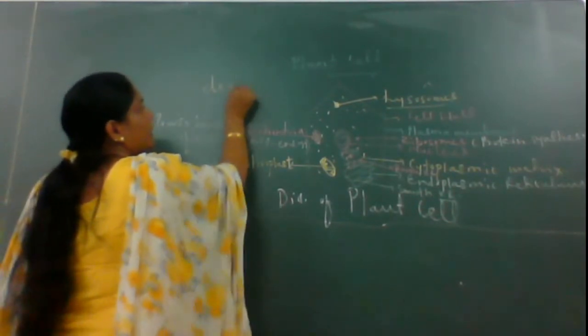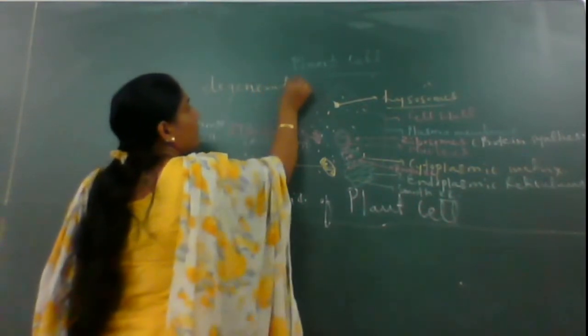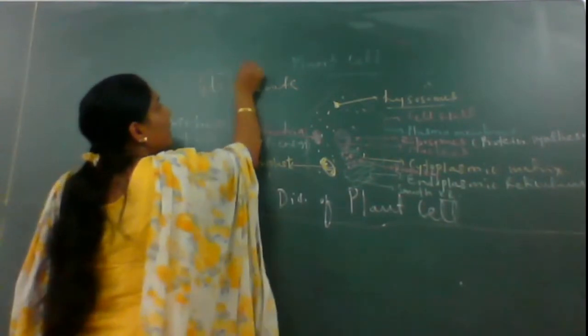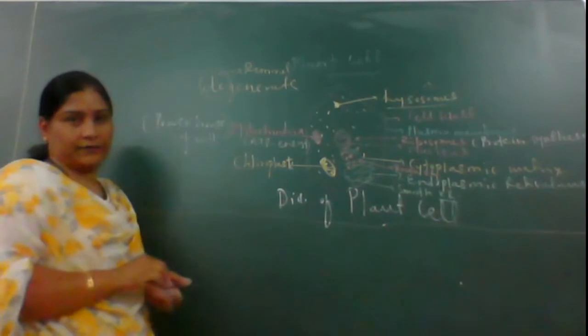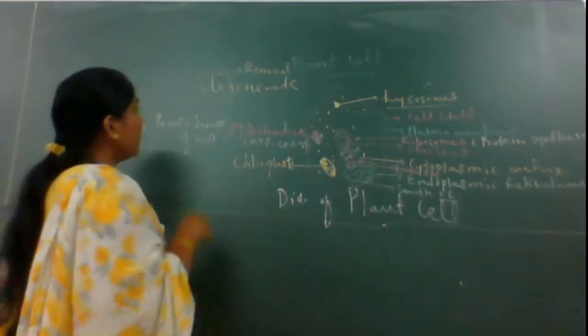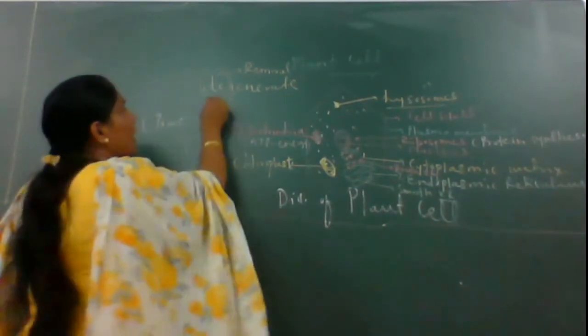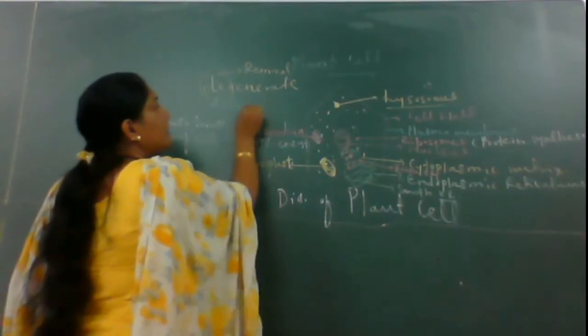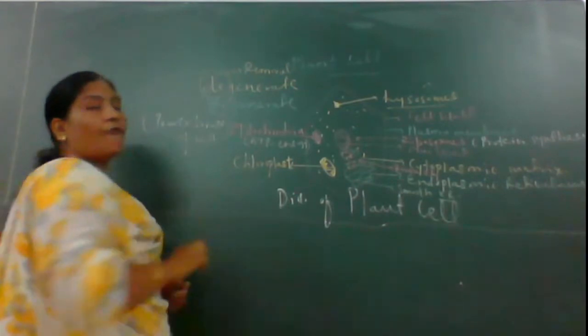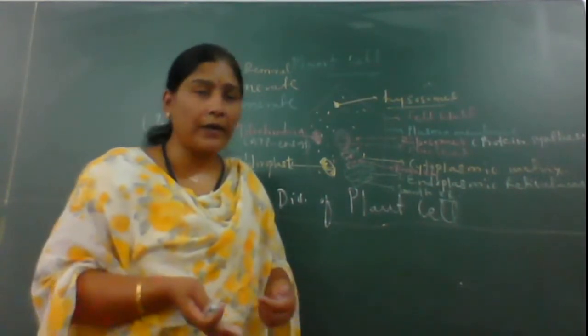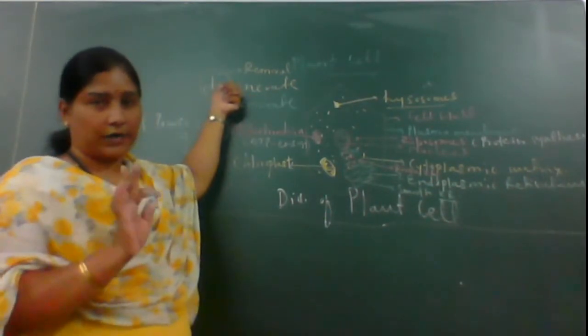Degenerate: D is nothing but the removal of cells, and Re means newly formed. Regenerate and degenerate are the two words. Re means forming again, and D means removal.